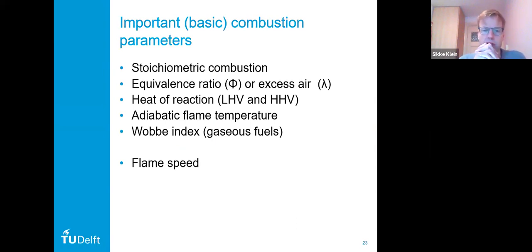This is important, like I discussed. At the end of today, I really want you to understand these terms, as they will also be used in the exam. We come back to them later: stoichiometric combustion, equivalence ratio, heat of reaction, adiabatic flame temperature. We briefly discuss the Wobbe index and the flame speed. These are some important terms used in combustion science. I would like you to understand them and to see what we're doing with them.